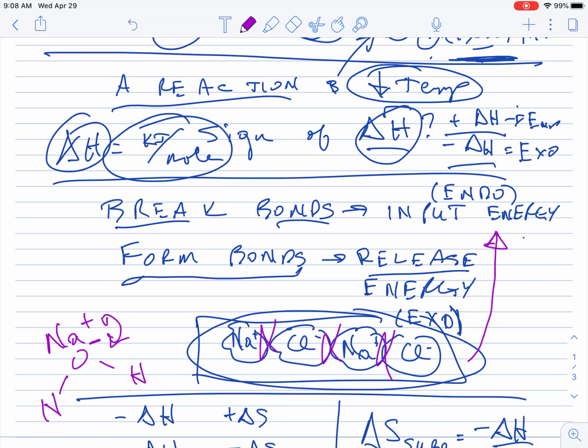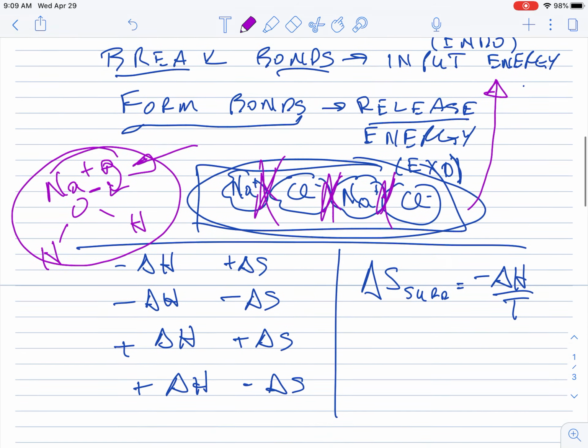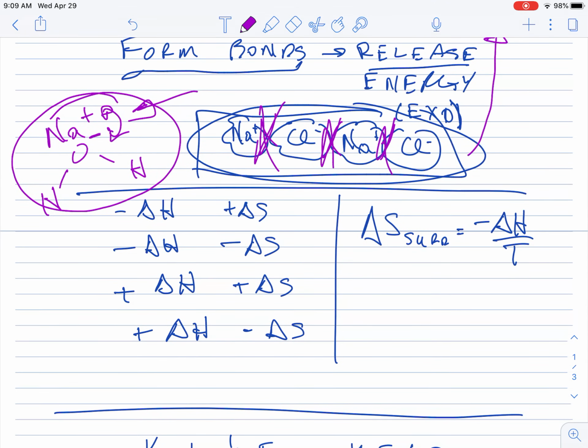So if that forms a bond here, then that's going to release energy because you're forming a bond. So you're going to input energy here to break the bonds, but then you're going to release energy here when you form those new bonds, okay? So just keep that in mind in terms of the big picture.